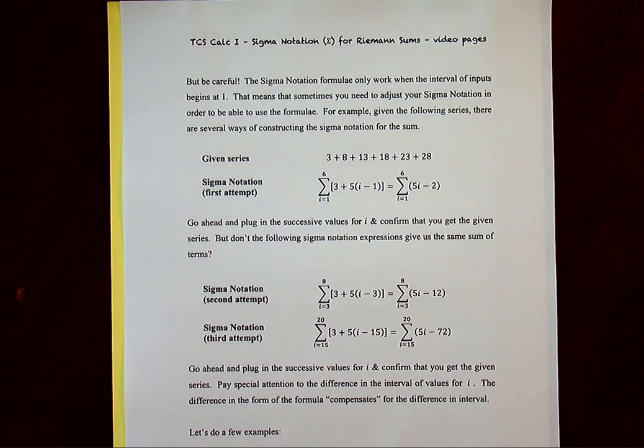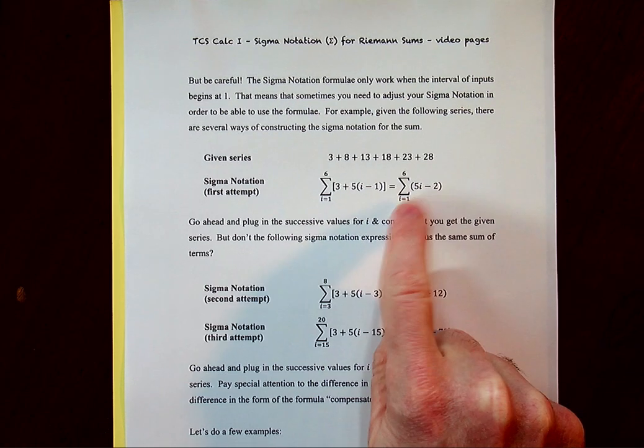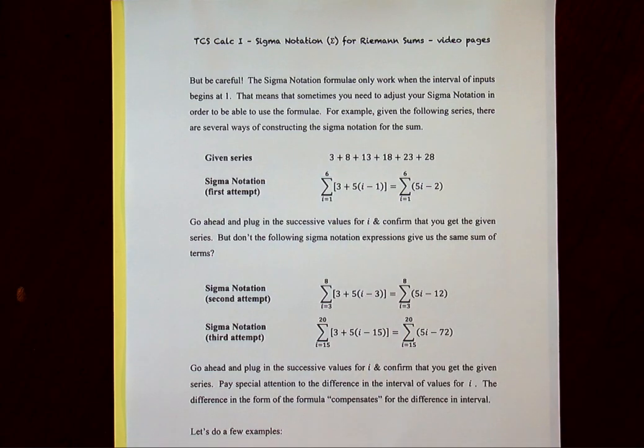For example, given the following series, there are several ways of constructing the sigma notation for the sum. So if I have 3 plus 8 plus 13 plus 18 plus 23, that's going to be a really easy one. It's starting with 3, and it's every 5 after that. So it's going to be 5i minus 2, right? If I go from 1 to 6, there are 6 terms.